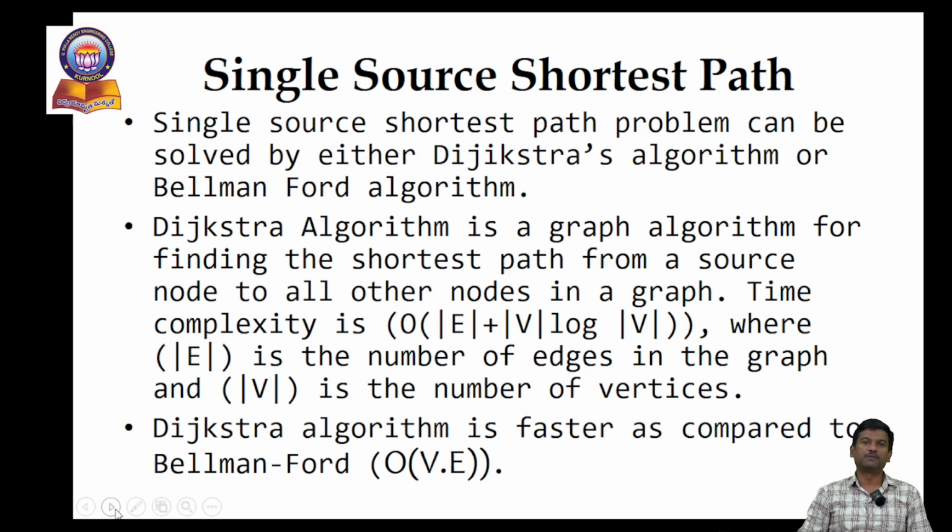And for the Bellman-Ford algorithm, we can compare these two algorithms in terms of time complexity. The time complexity of Dijkstra's algorithm is given by big O of E plus V log V, whereas the time complexity of the Bellman-Ford algorithm is given by big O of V times E, where V indicates the set of vertices and E indicates the number of edges present. So we can say Dijkstra's algorithm is quite a bit faster than the Bellman-Ford algorithm with respect to time complexity.